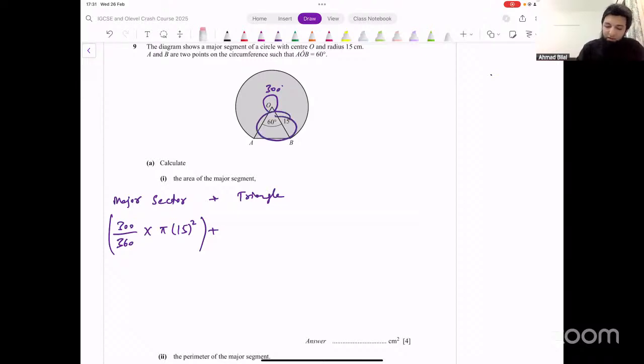plus the area of the triangle. This triangle, how can you find the area of this triangle? This is 15. This is 15. The angle between them is 60 degrees. So that will be half into 15 into 15 into sine of 60. And that will give you the area of this whole segment. Okay, you just add these up and you get the result.